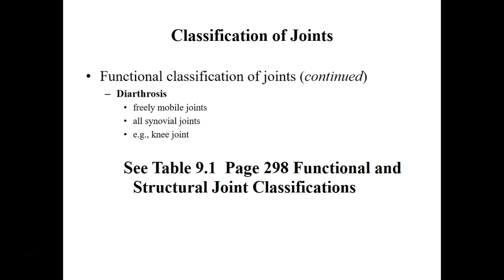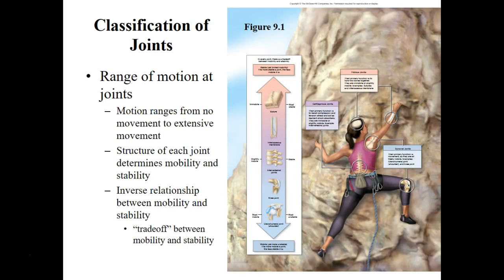So the only joints that are considered freely movable are your synovial joints, and a freely movable joint is known as a diarthrosis. These joints can move freely within the bones and within that joint cavity.